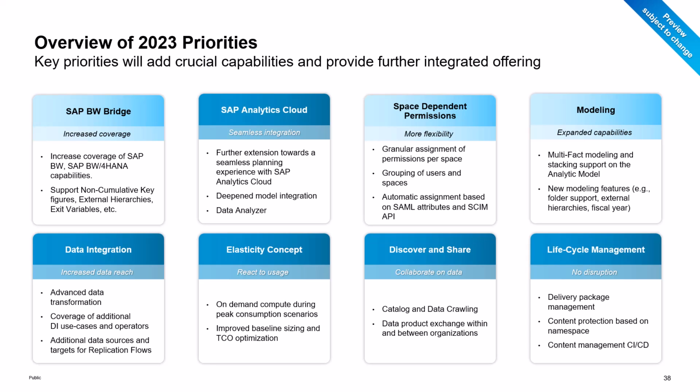Another topic here is space-dependent permissions, where we're currently working on more granular assignment of permissions per space, grouping of users and spaces, and the schema API, which you see there, is probably a little further out, but nonetheless on our list. These topics also build on each other. First we need to have the base concept in there, and that's hopefully delivered soon within the next few months. Other topics which you see here are probably a little further out. That's why I don't want to talk about them in detail.